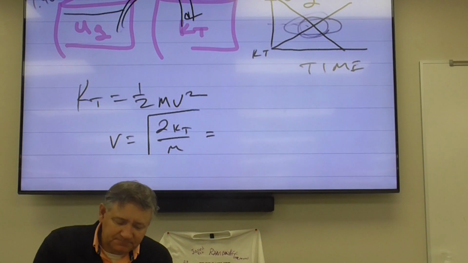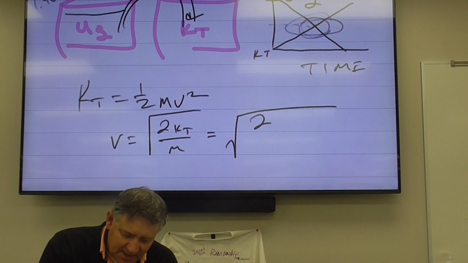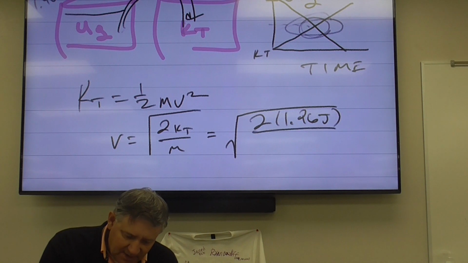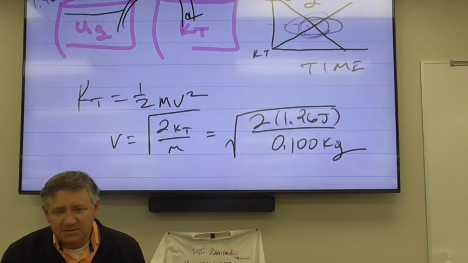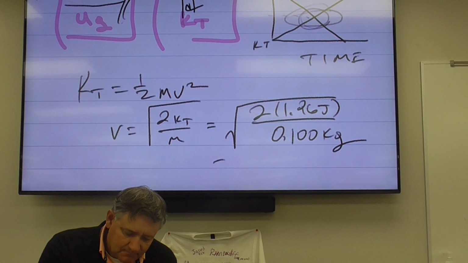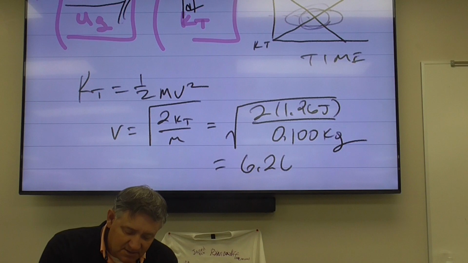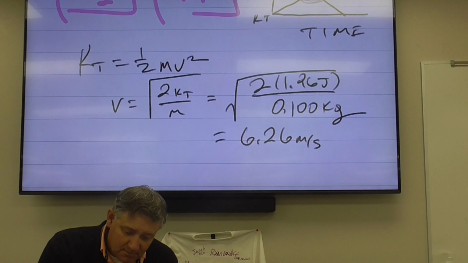Somebody take 2 times that kinetic energy of 1.96 joules and divide that by the mass of 0.1 kilograms. What do you get? 6.26. Wait, is that 1.96? Yeah, 1.96. You're right.